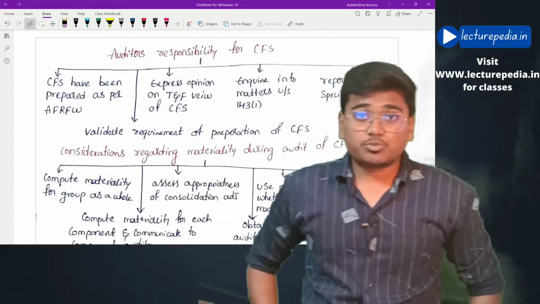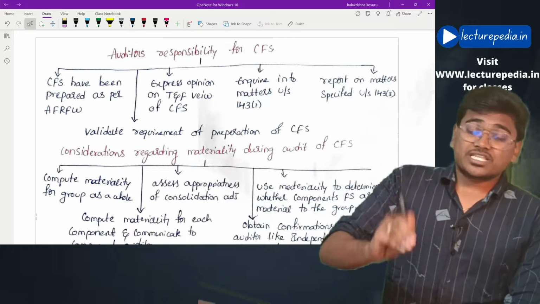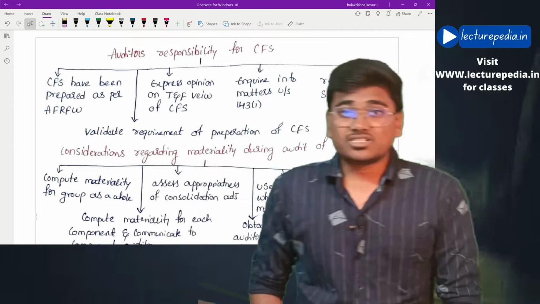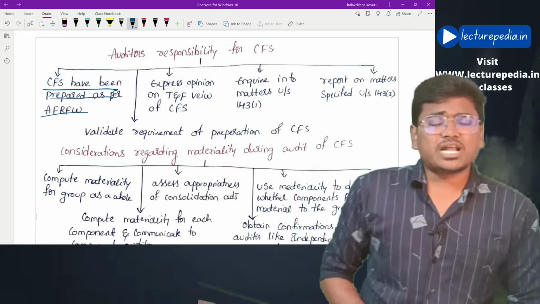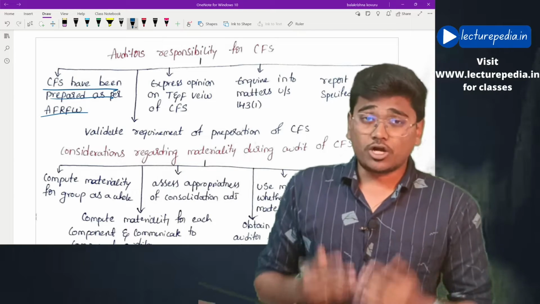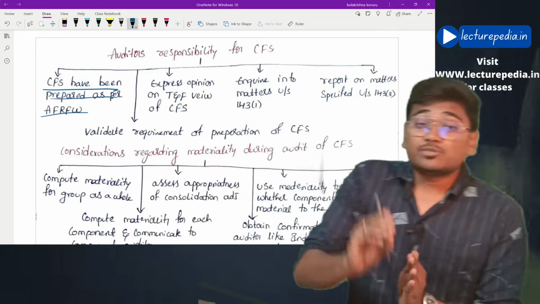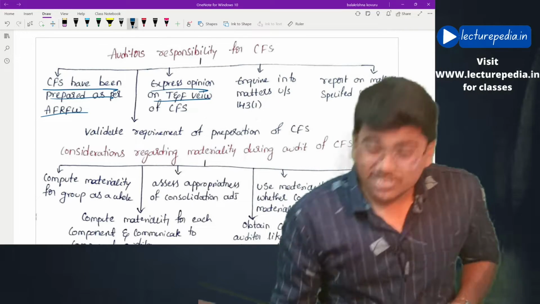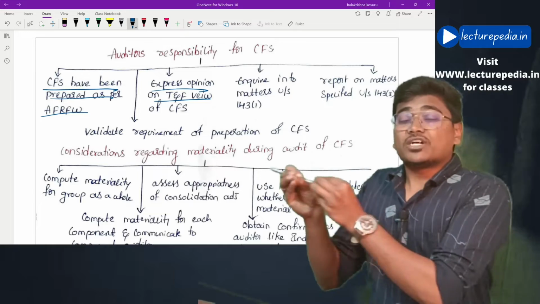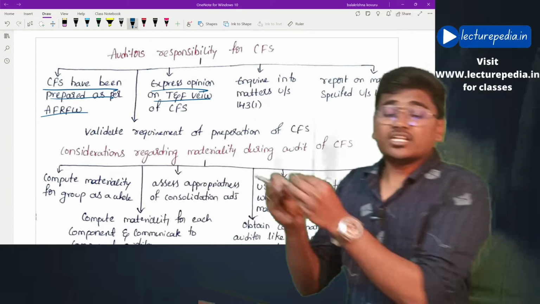Now coming to the responsibilities of the auditor. What are the responsibilities of the auditor with regard to the audit of consolidated financial statements? The first responsibility is whether the CFS have been prepared as per the applicable financial reporting framework or not. The auditor has to check whether the consolidated financial statements of the company have been prepared as per the applicable financial reporting framework or not. Next, the auditor has to express an opinion on the true and fair view of the consolidated financial statements. Okay, whether the balance sheet is showing a true and fair view, whether the P&L is showing a true and fair view.